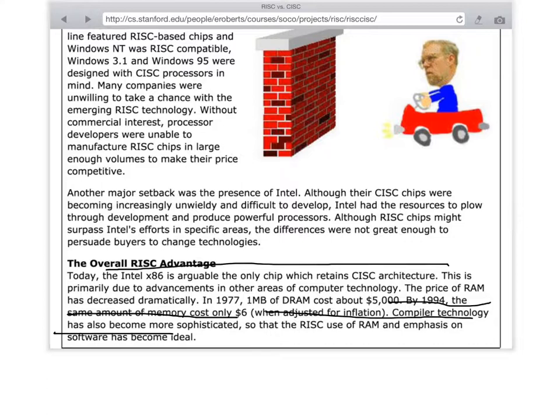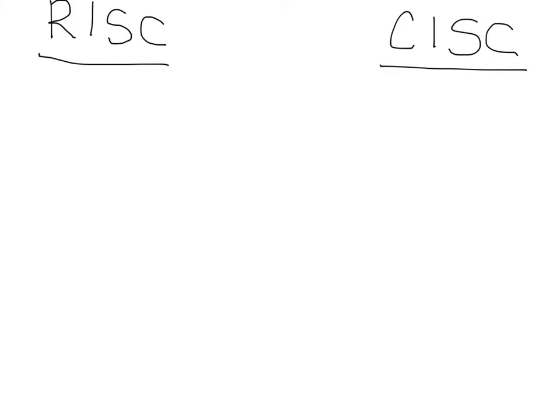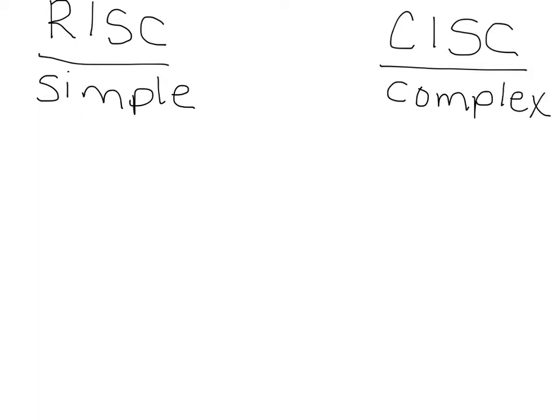So let's look again. What's the difference between RISC and CISC? RISC, simple instructions, and not very many. CISC, complex, and lots of them. CISC, the clock cycles per instruction is greater than or equal to 1, and they're variable. RISC, clock cycles per instruction equals 1.